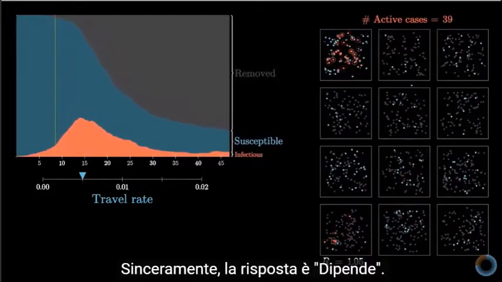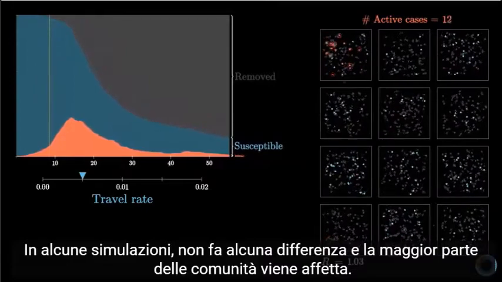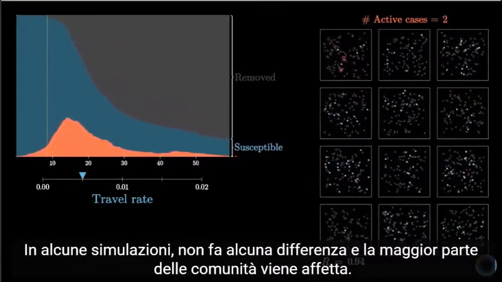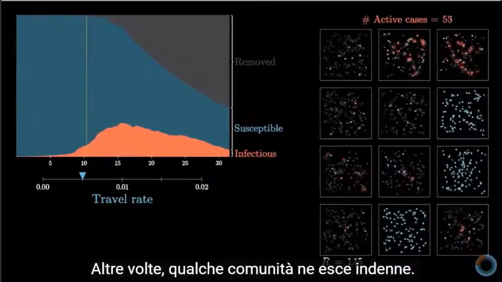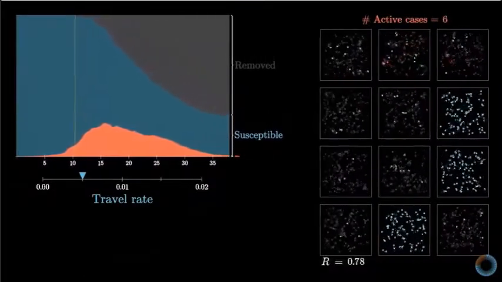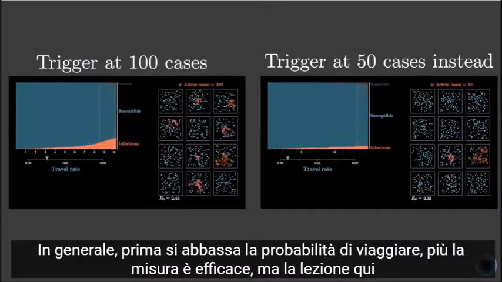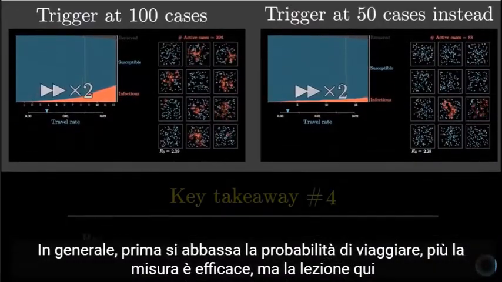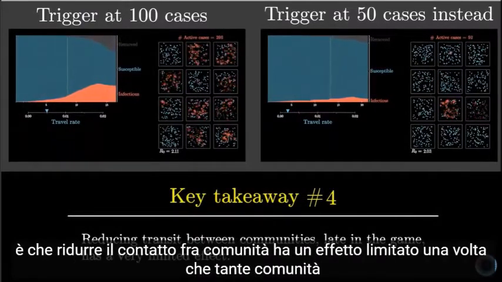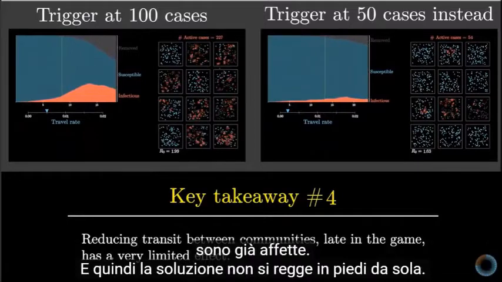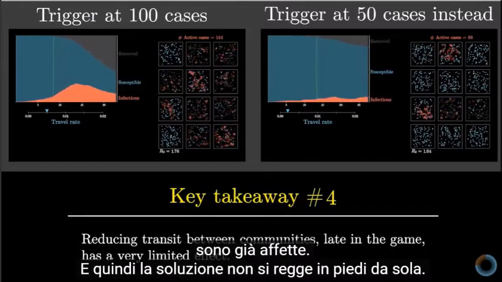The honest answer is that it depends. In some runs, it doesn't make any difference, and the majority of every community gets it. Other times, there are a couple communities that end up unscathed. In general, the earlier you turn on this effect, the more effective it is. But the takeaway here is that reducing contact between communities really has only a limited effect once those communities already have it. And as solutions go, it's certainly not robust on its own.